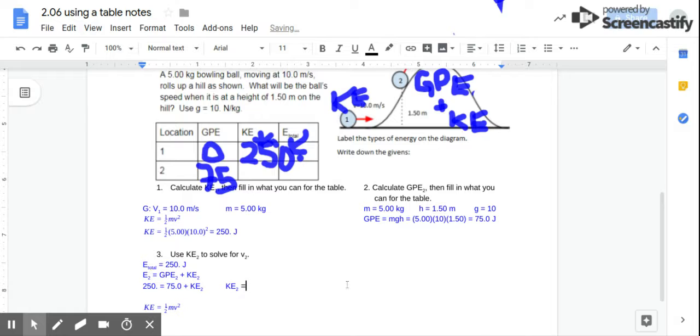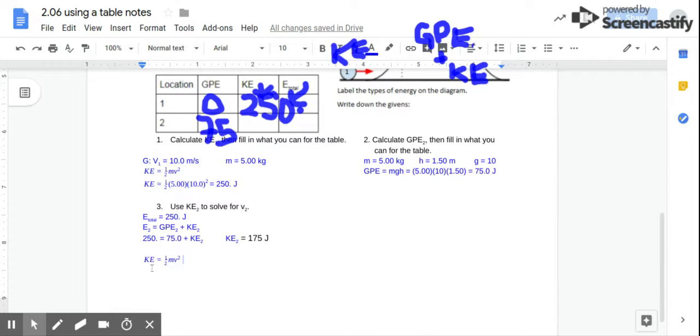And from there, we're going to say KE2 is equal to 250 minus 75, which we should get 175. Why is it not blue anymore? I don't know, guys. So 175 joules. I'm going to check that again because I'm feeling a little tired this morning, and I want to make sure that I'm correct. Yep, 175.